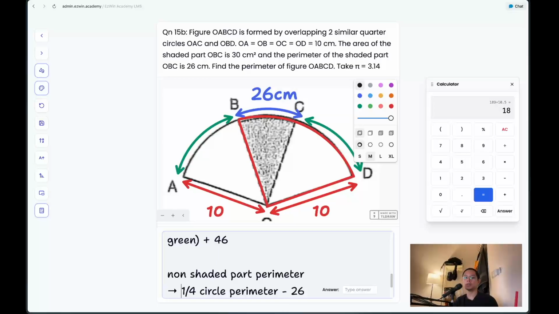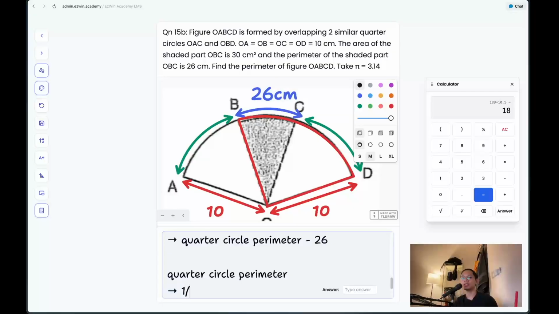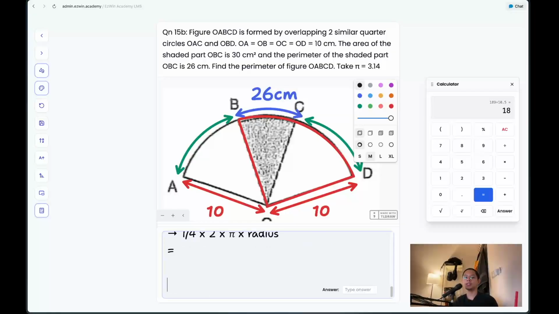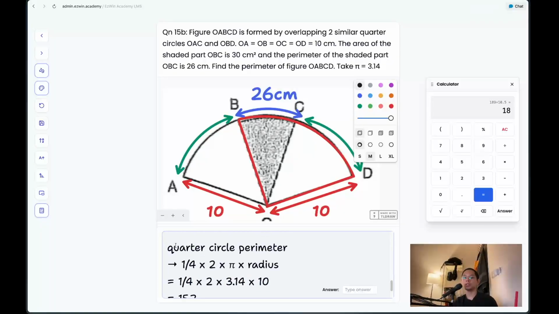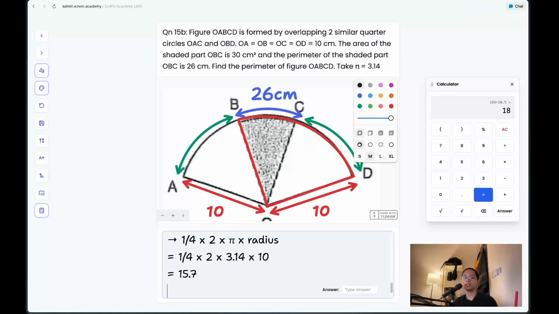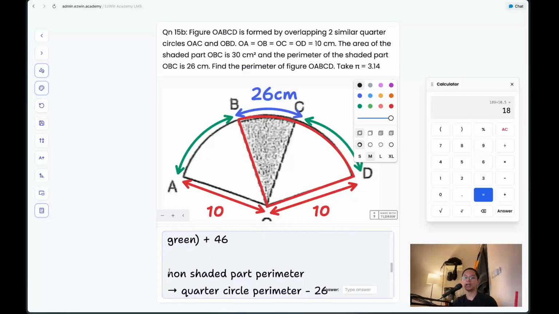So to get the quarter circle parameter, we basically just have 1 quarter times 2 times pi times radius. So in this case, the radius is 10 and the pi is 3.14. So radius will be 10 and this will equal to 15.7. So we know the quarter circle parameter. That means to get the non-shaded part parameter.